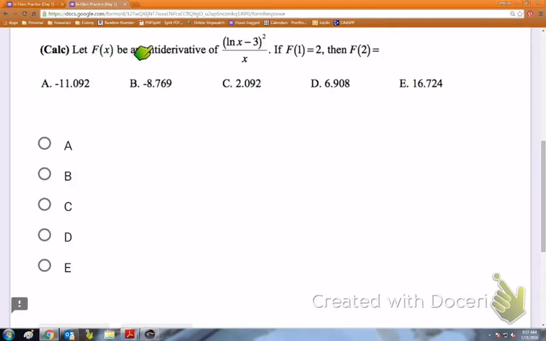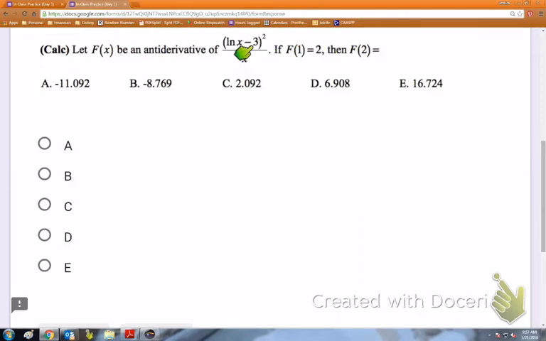It says let f of x be an antiderivative of (ln of x minus 3) squared over x. Antiderivative, again, is just the integral. So it's essentially take the integral of this and figure out what the integral is. And it gives us one initial condition, and they want us to figure out what f of 2 would be if we know this initial condition.